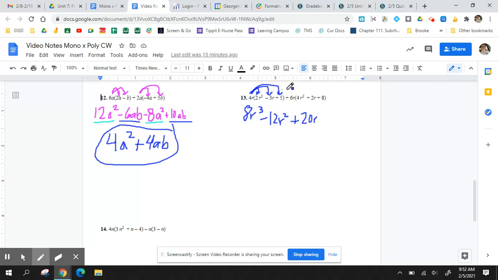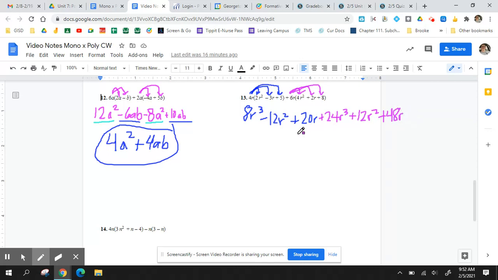And then we get to do the second part. So I'm going to do that in a different color. 6r times 4r squared is 24r cubed, or r to the third power. 6 times 2 is 12. And then you get r squared because you add your r's. And 6r times 8 is plus 48r.